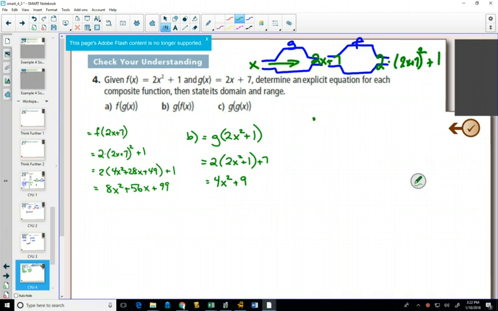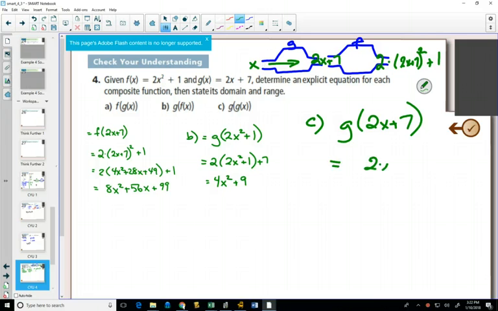And then part C, g of g of x. Well, g of x is 2x plus 7, so I can replace that. And then the function g says whatever you have gets doubled and you add 7. So you would take 2x plus 7, double it and add 7, and simplifying this will give you 4x plus 21.